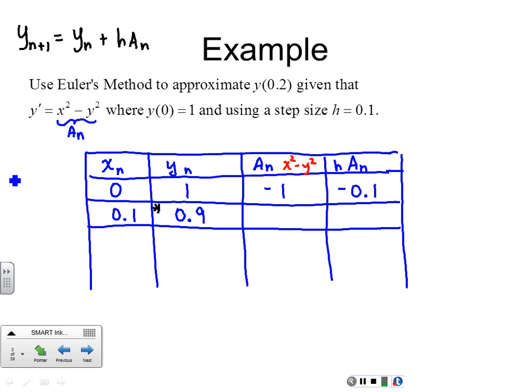So to get this y sub n, this is your y sub n plus 1 right here. You're going to use Euler's method. You're going to say your previous y sub n, which was 1, plus h times a sub n, which was this previous blank right there. So 1 plus negative 0.1 gives me the 0.9.